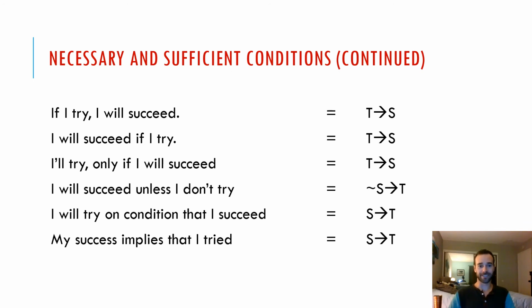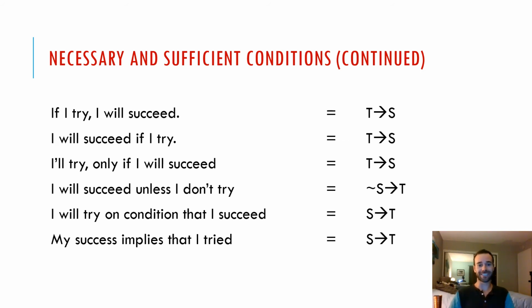The fourth sentence, now, you see that there is no word if in there or then. I will succeed unless I don't try. This sentence, even though it's not using the words if or then, is still expressing a conditional statement. This conditional statement, when reworded or reorganized, would look like the symbol on the right.